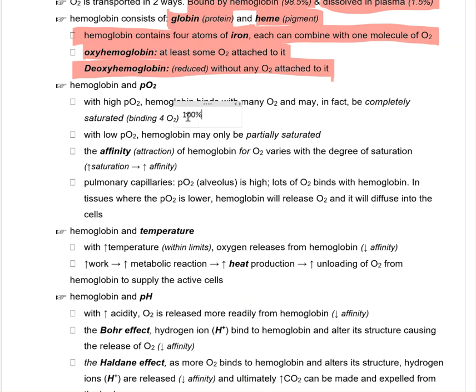Let's see here. Give me one moment. I think it's under.